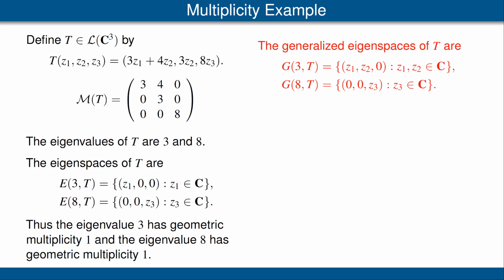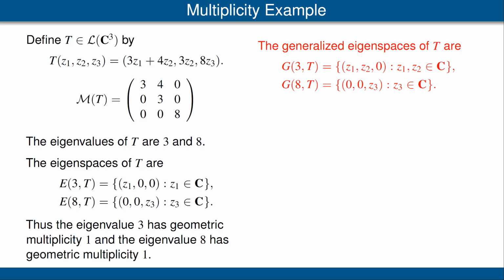We have two eigenvalues, namely 3 and 8, and we know that the sum of the multiplicities is 3 because we're working on a three-dimensional vector space. Thus, one of them has to have multiplicity 2 and the other has multiplicity 1. To see which is which, let's start by looking at T minus 3I squared. We don't need to go higher than the square power because the highest possible multiplicity is 2. And when we compute the null space of T minus 3I squared, we get the space shown here on the right in the line for G of 3 comma T.